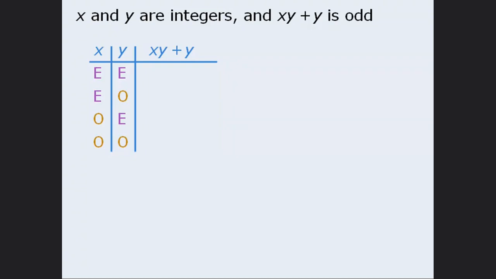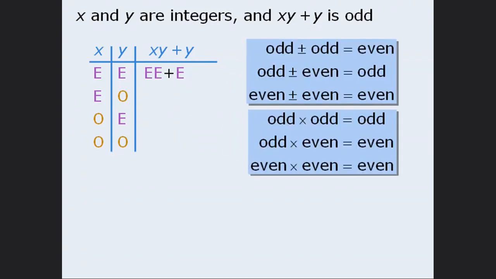Now let's see what effect each case has on our expression xy plus y. So for the first case, we'll replace the x's and the y's with e to show that they are both even. To evaluate this, we'll apply our rules regarding even and odd numbers. So in this first case, we have an even number times an even number, which is even, and then to this we add an even number, which will result in an even number. So for the first case, where x and y are both even, the expression xy plus y evaluates to be even.